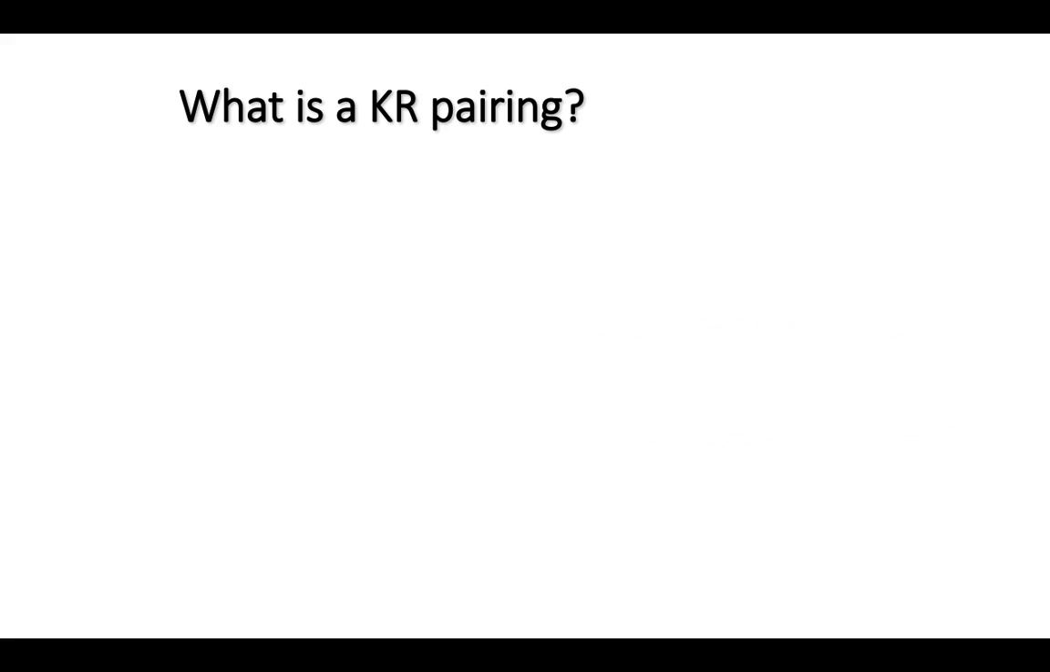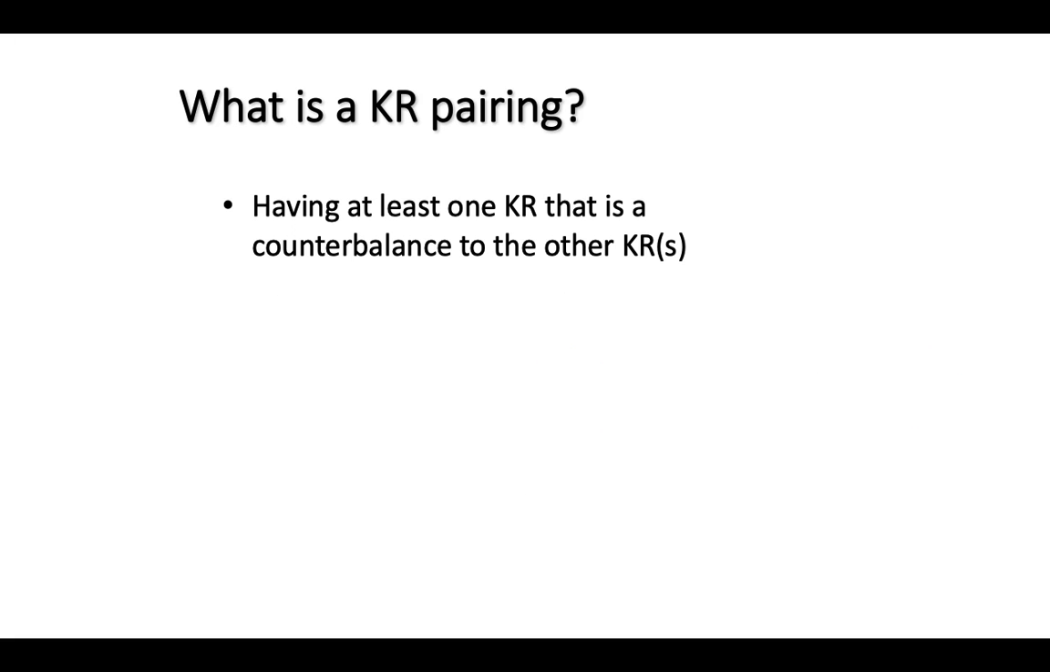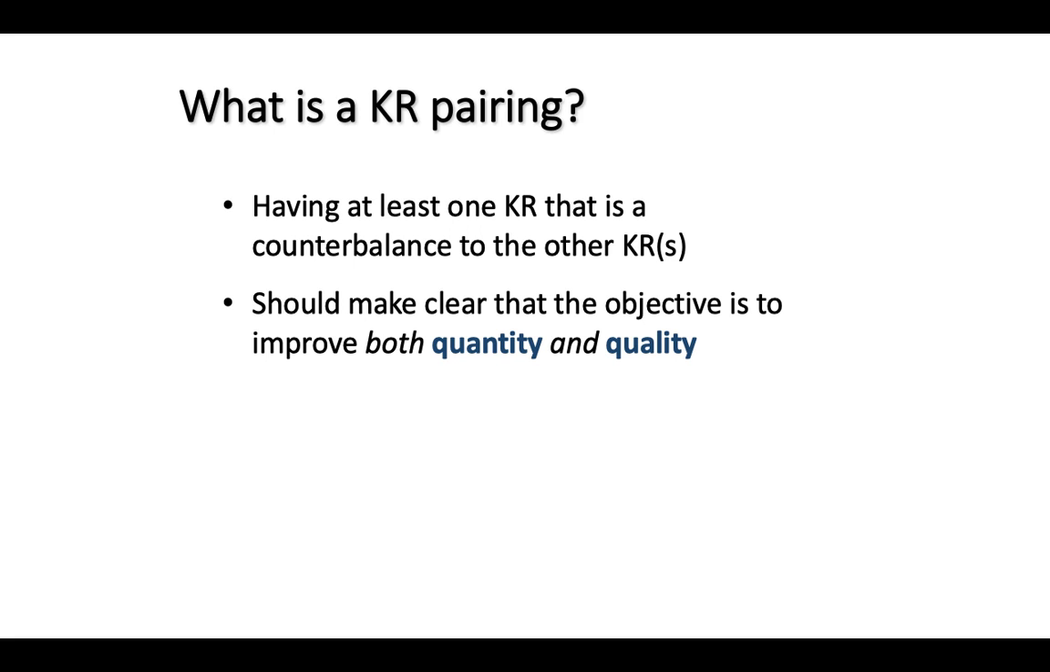So what do I mean by KR pairing? It essentially means having at least one key result that is a counterbalance to the other key results. Paired key results make it clear that you are trying to improve both quantity and quality. Those words, quantity and quality, as you can see, are in blue because I'm going to explain them further shortly, especially in the context of OKRs here.